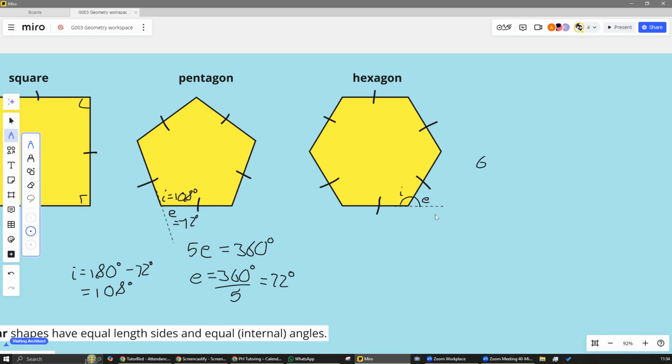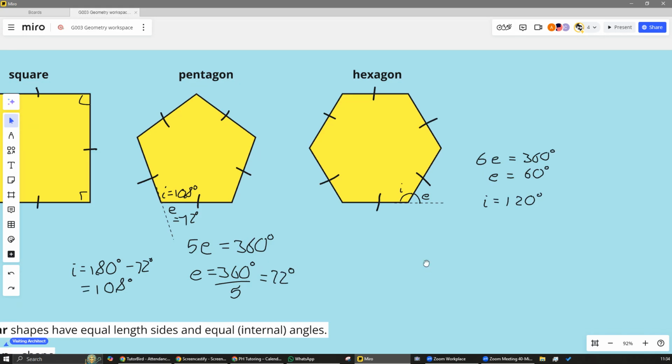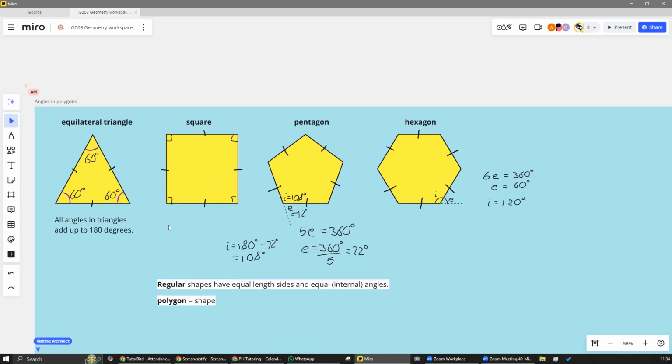And this time we would see that 6 times E is going to equal 360 degrees. And so dividing both sides by 6, E is going to equal 60 degrees. I've divided 360 by 6 that time. Then I is going to be equal to 180 minus 60, which would be 120 degrees. So you don't have to memorize this, but you just need to know how to apply it like we did here.